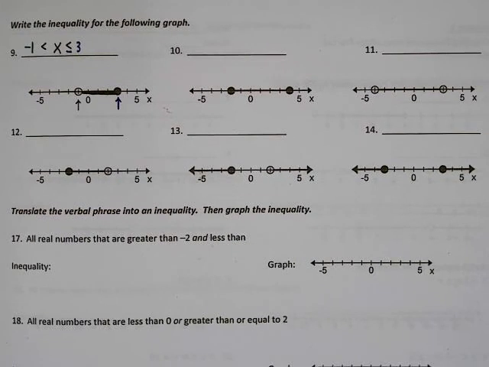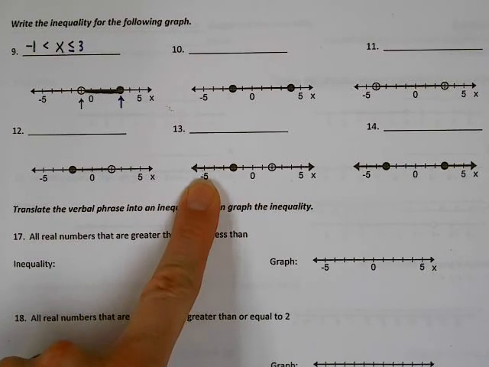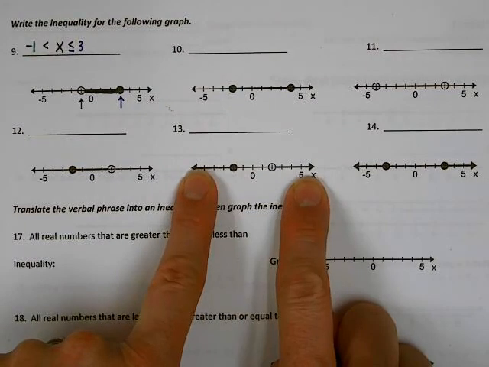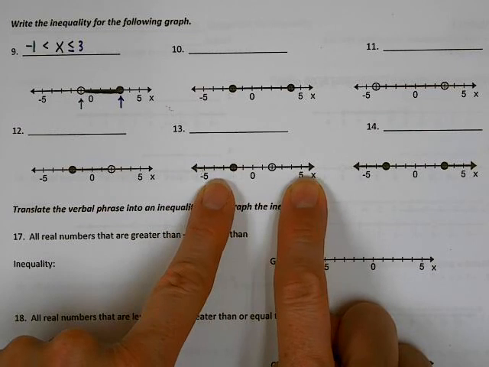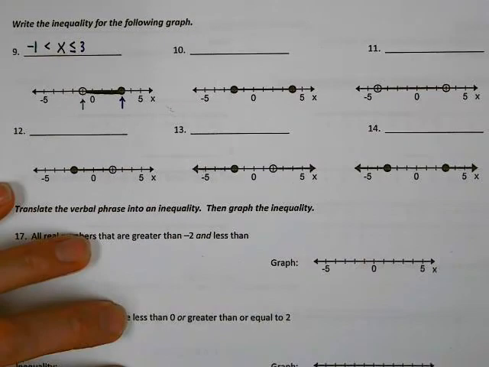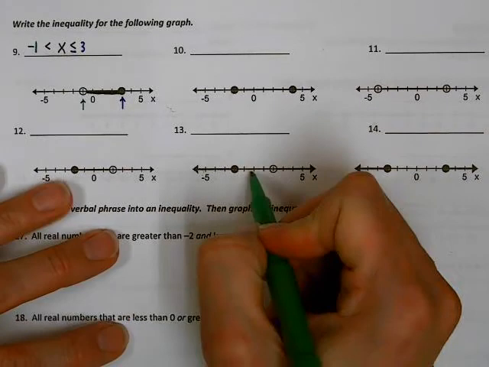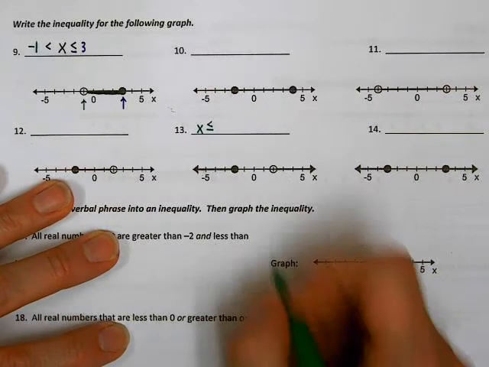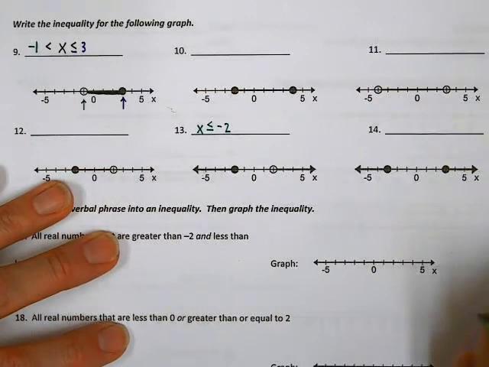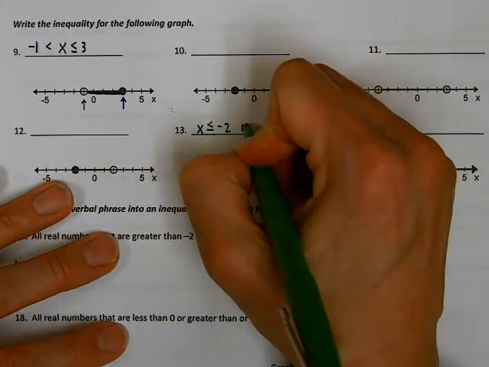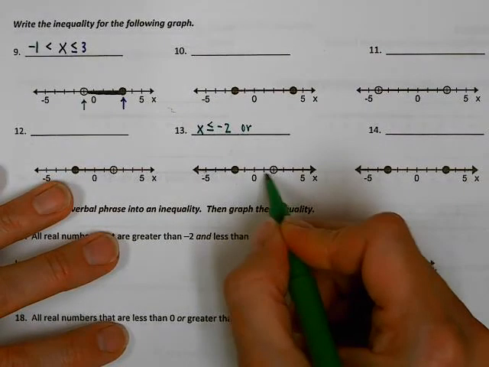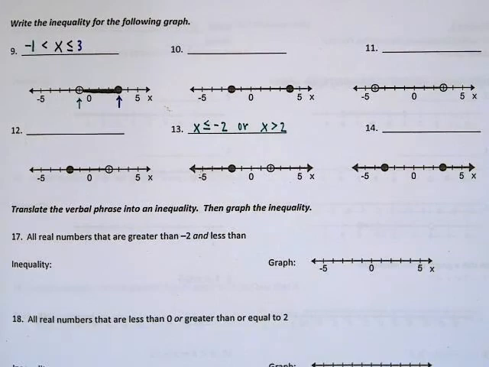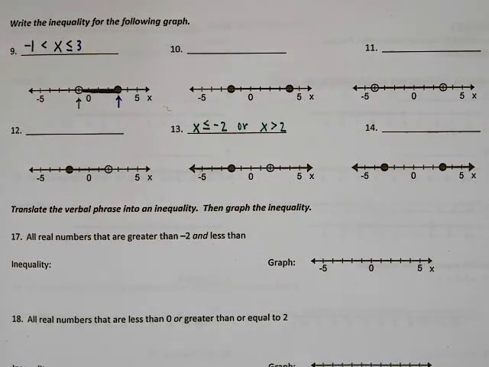Now, I'm going to skip down to 13 here. I can see now that I have two inequalities that are facing separate ways. So here I'm just going to write two simple inequalities joined by the word or. So if I look on this side, I can see I have x is less than or equal to -2, or I have, let's see, this looks like the value is 2, x is greater than 2. So I just have those two inequalities.